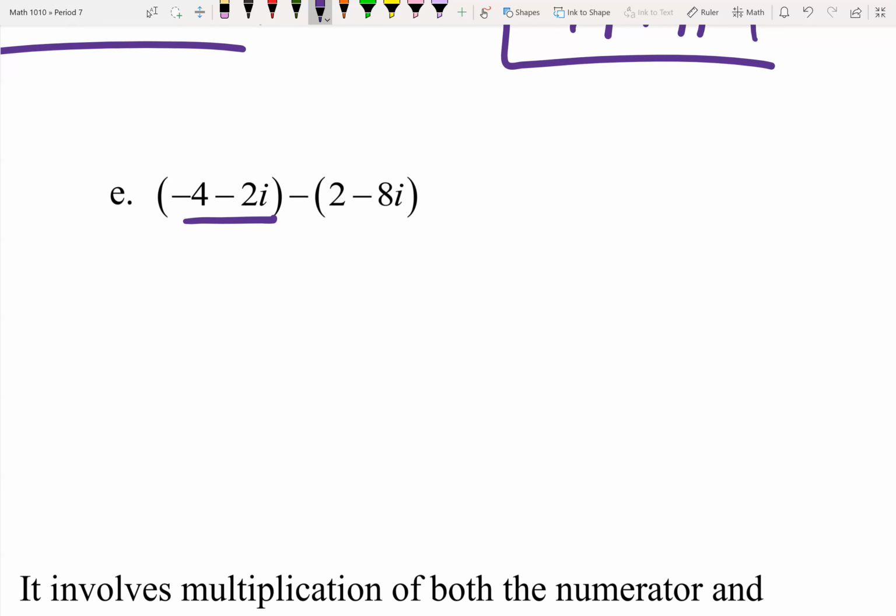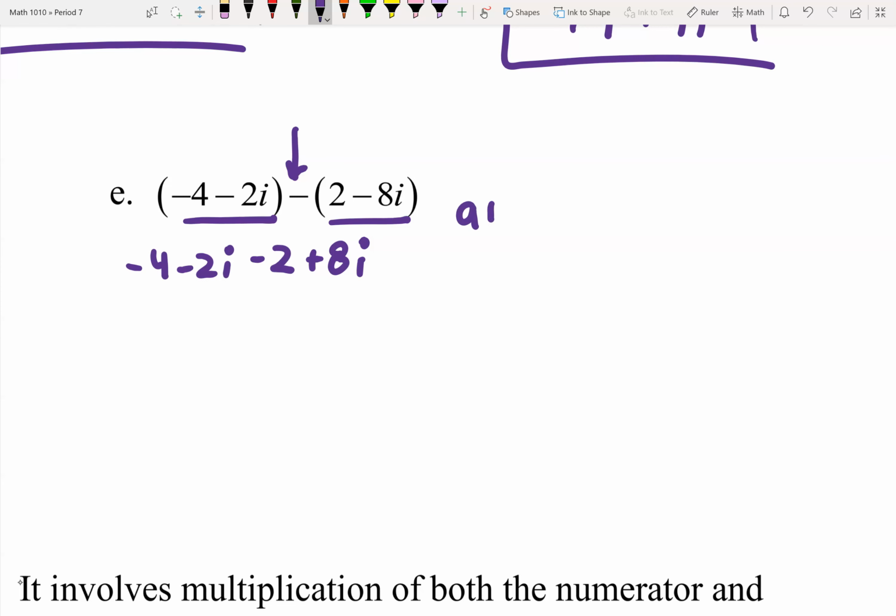Everybody in the room, necessary or not? Not. Okay, so let's all go -4 minus 2i. Look at the second set of parentheses. Look in front. Necessary or not? Yes, necessary. Because that negative goes through and changes all the signs. So you have a -2 and a plus 8i. Make sure you change both of those signs.